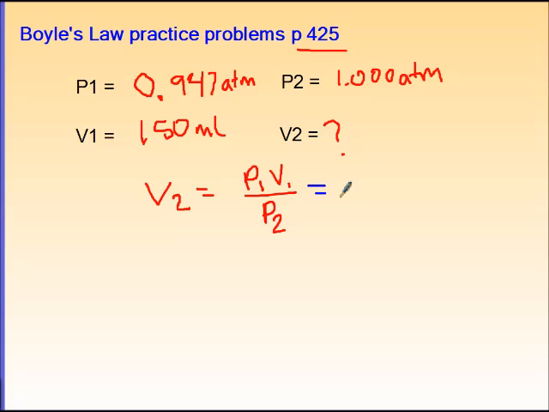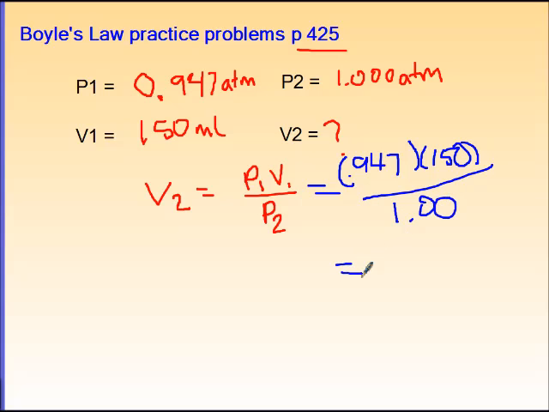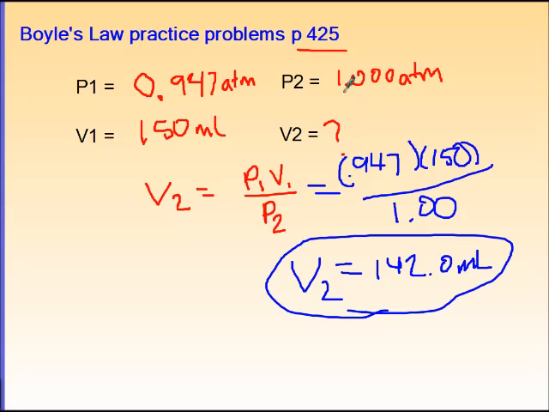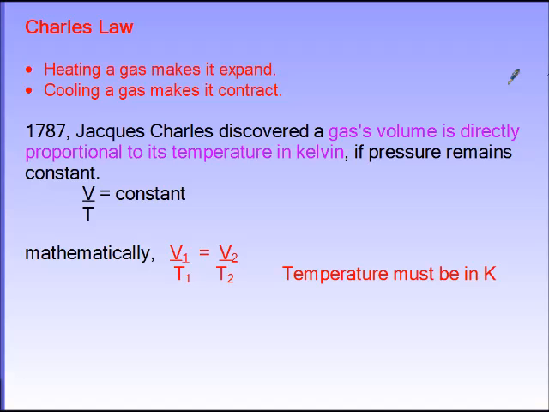V2 equals 0.947 times 150 divided by 1.00, and I get 142.0 mL. And that's my final volume for V2. So pressure went up, volume went down. That worked out nicely. Okay, next one.